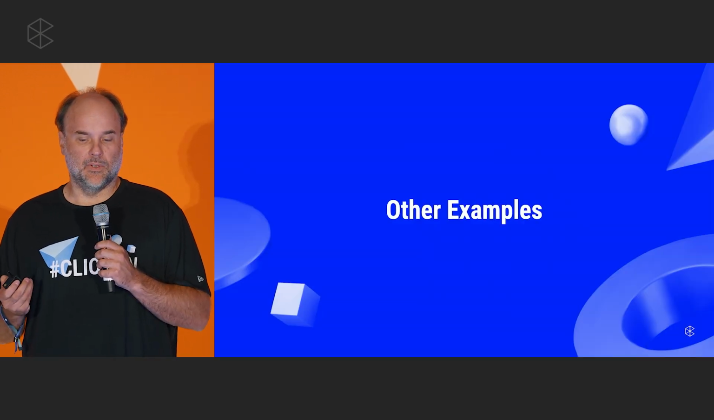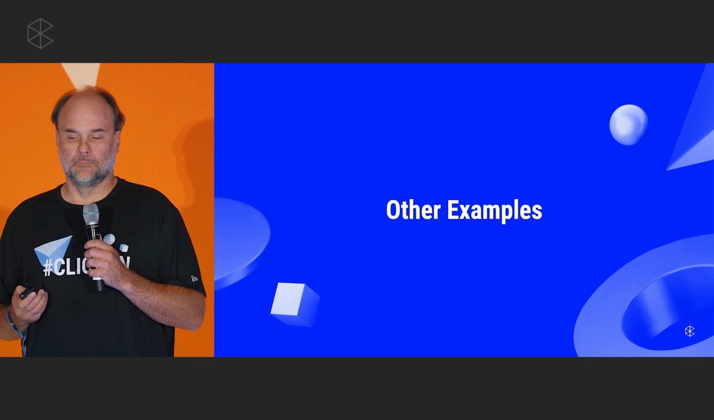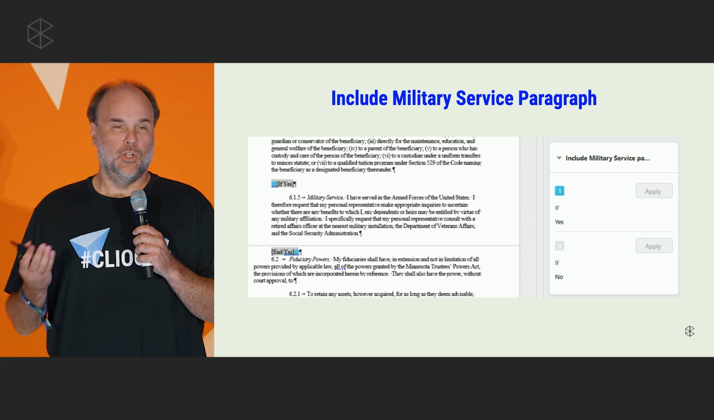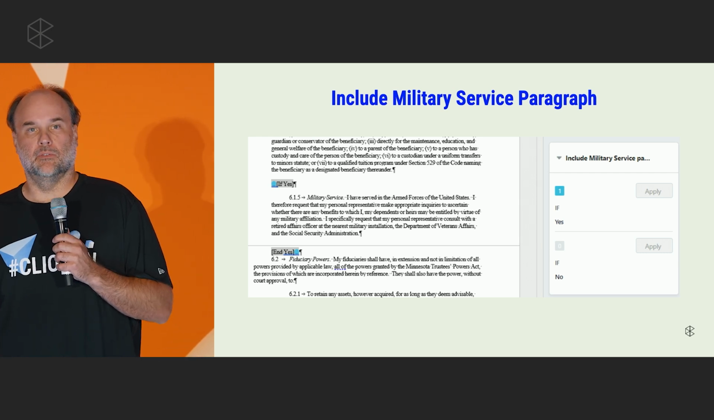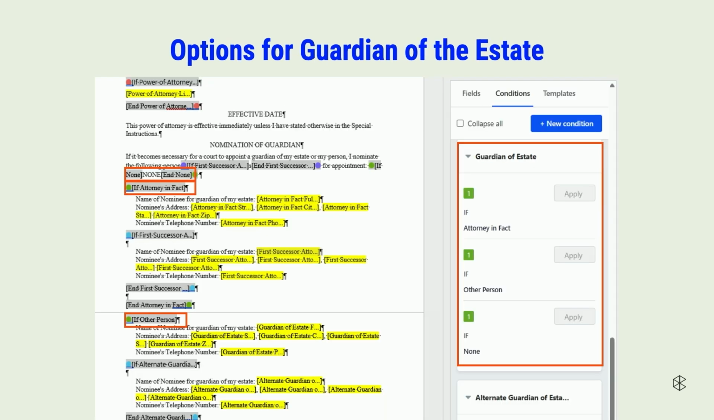So some other examples of direct conditional logic where we say, if this happens, then do that. In a will, do you want to include a paragraph about military service? If yes, we're going to include 615. If you say no, we're going to just delete that paragraph. Guardian of the estate. Who do you want to be the guardian? Do you want it to be the attorney in fact? Do you want it to be another person, or do you not want a guardian of the estate? Based on that answer, it does something, right? You ask a question, it triggers a direct logic or direct action.